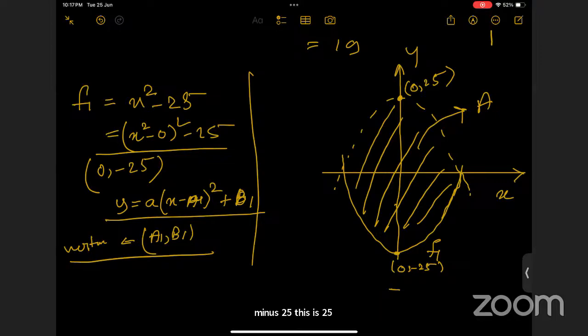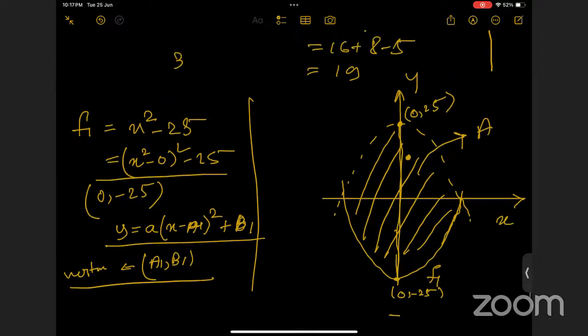The third option is correct, right? Yes, ma'am. If we take any point from this region, the y coordinate will be between minus 25 and 25. So the third option is correct. Ma'am, I have one doubt here.